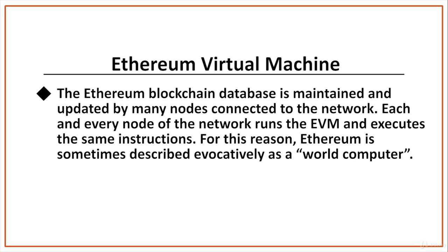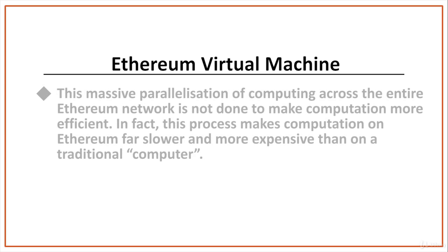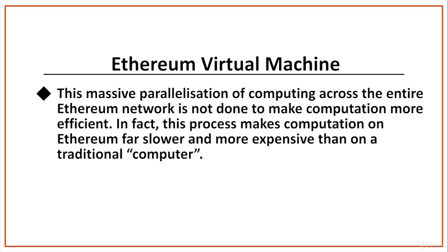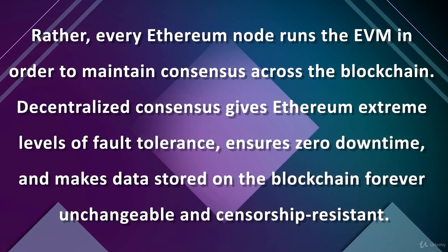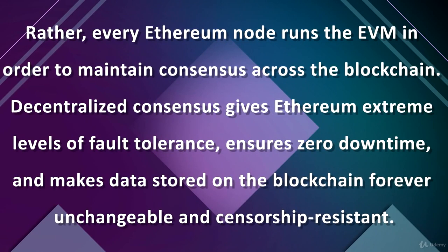Each and every node of the network runs the EVM and executes the same instructions. For this reason, Ethereum is sometimes described evocatively as a world computer. And this massive parallelization of computing across the entire Ethereum network is not done to make computation more efficient. In fact, this process makes computation on Ethereum far slower and more expensive than on a traditional computer. Rather, every Ethereum node runs the EVM in order to maintain consensus across the platform, across the blockchain.